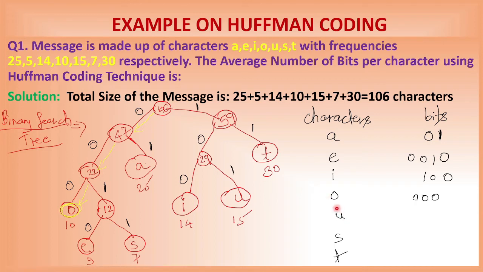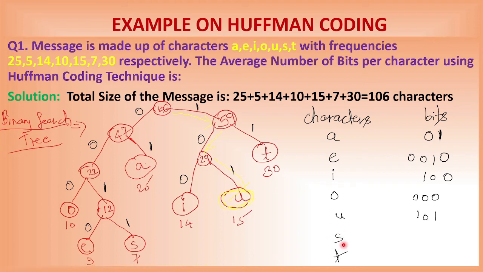Now next is character U. Character U is over here. To reach character U, start from the root and come this side. This edge has 1 as the label. Then the next edge is this, which has label 0, and the last edge is this, which has label 1. So 1, 0, 1 bits are used to represent character U.